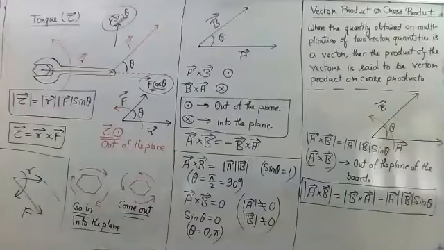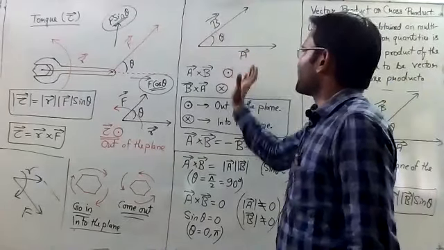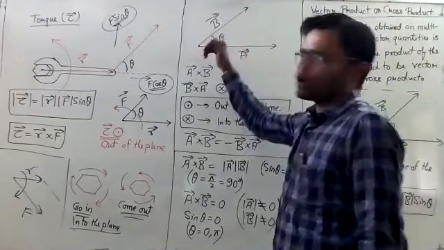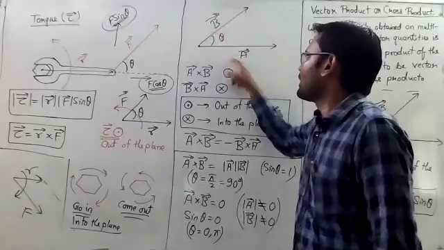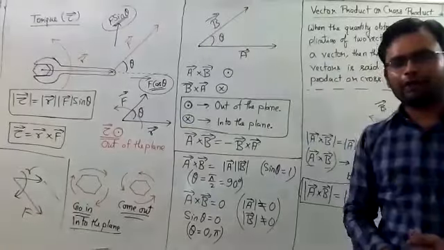In short, this is A, this is B. A cross B is perpendicular to the plane containing the vectors A and B. The board is the plane containing the vectors A and B, and their cross product will be perpendicular to that plane.